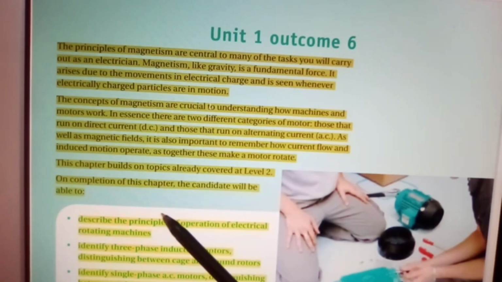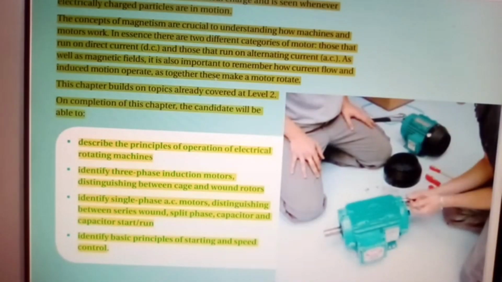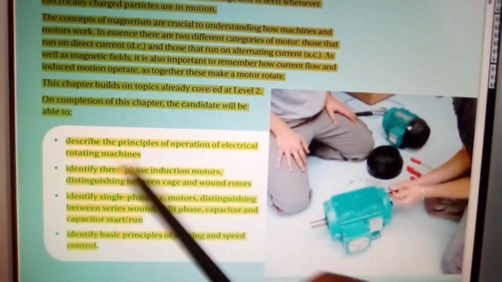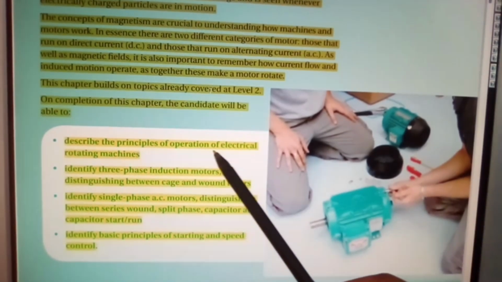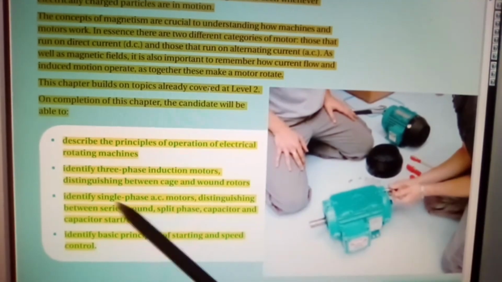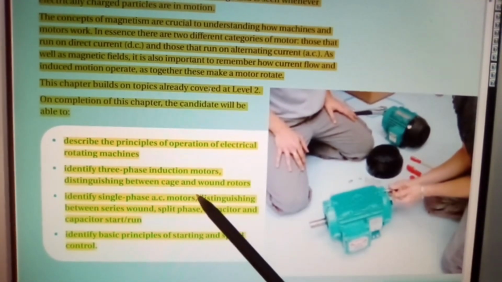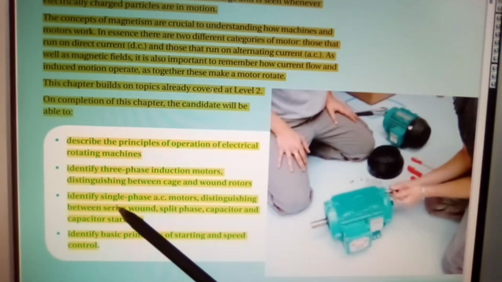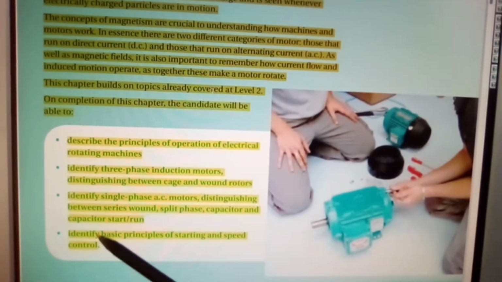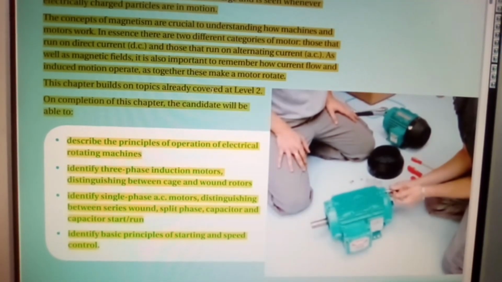On completion of this chapter, the candidate will be able to describe the principles of operation of electrical rotating machines, identify three-phase induction motors, distinguishing between cage and wound rotors, identify single-phase AC motors, distinguishing between series wound, split-phase, capacitor, and capacitor start-run. Identify basic principles of starting and speed control.